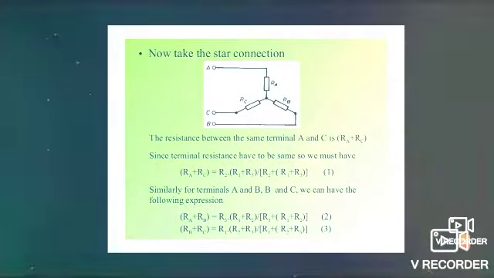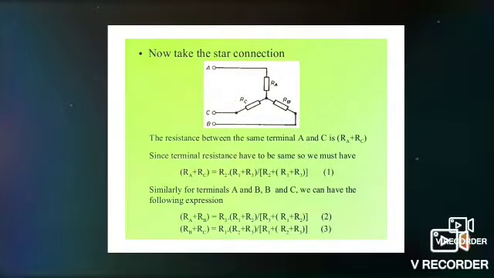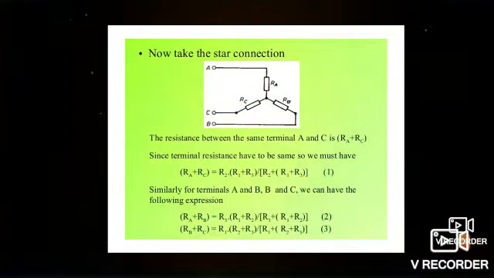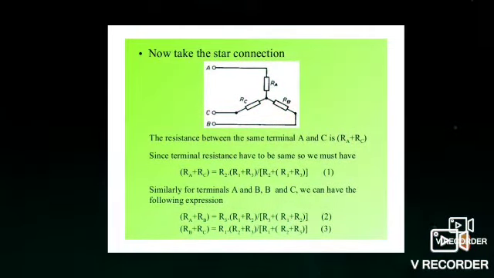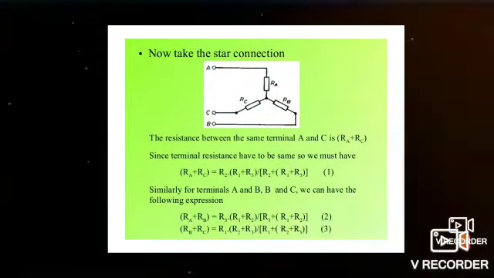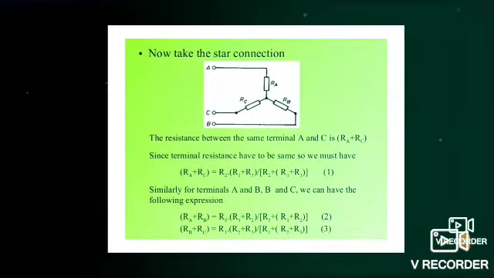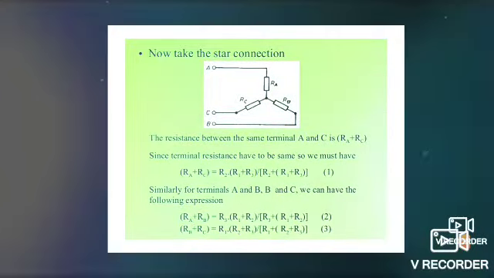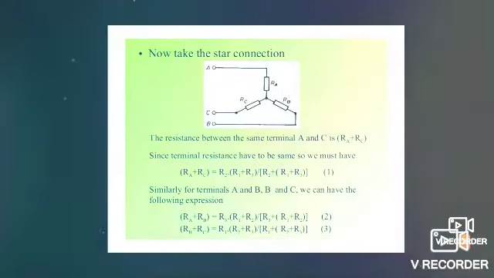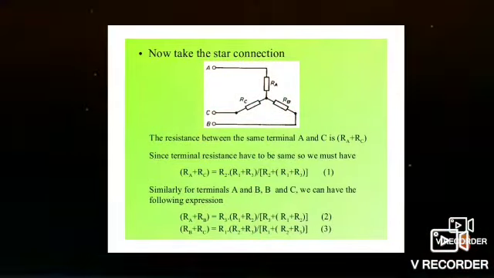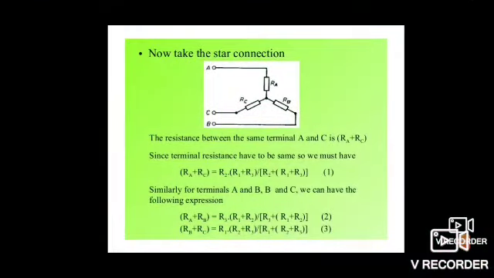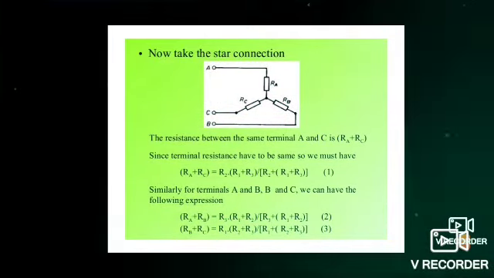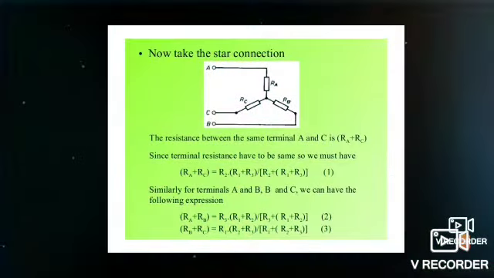Similarly for terminals A and B, and B and C, we have the following expressions. For RA plus RC, R2 is in parallel with R1 and R3, where R1 and R3 are in series. Then RA plus RB equals R3 into R1 plus R2 divided by R3 plus R1 plus R2, since R1 and R2 are in series and in parallel with R3. Similarly for the RB plus RC combination, R2 and R3 are in series, so R2 plus R3 is in parallel with R1. Therefore R1 into R2 plus R3 divided by R1 plus R2 plus R3.